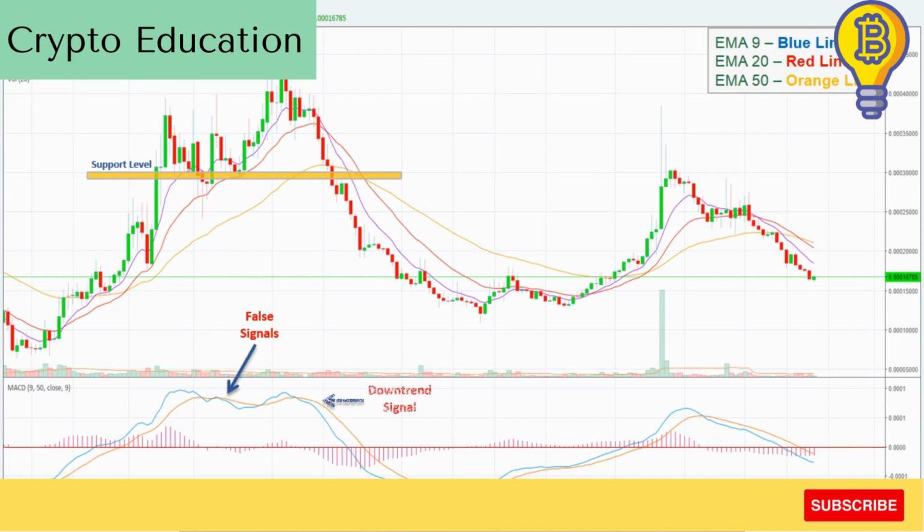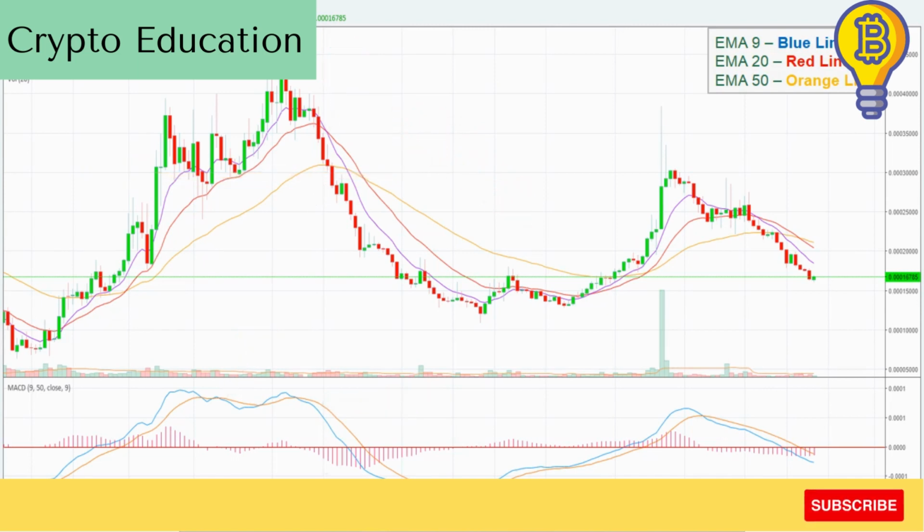You see, the MACD line crossed below the signal line again here, and both lines started sloping down. By this time, the EMA 9 also crossed below the EMA 20, so we could easily predict that the price was going to drop soon. And when the price dropped below the support level, and the MACD crossed below the zero line, we could confirm that this was a strong downtrend.